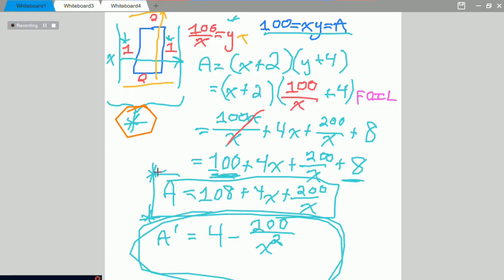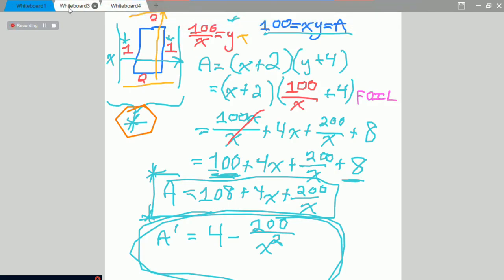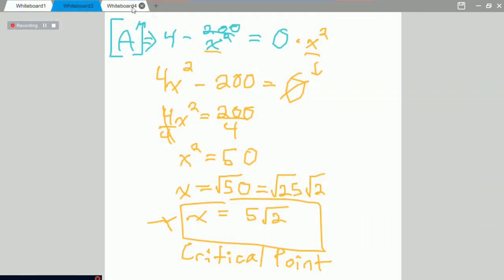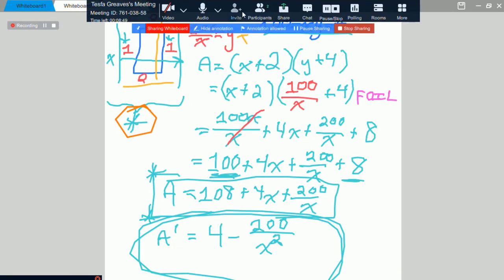So let's say I go back. Let me show you guys my screen, matter of fact. Remember, my answers are the following. 5 radical 2 for x, and y is 10 radical 2. If we use the given information, we're able to find a few different things out. Let me go to my desktop.